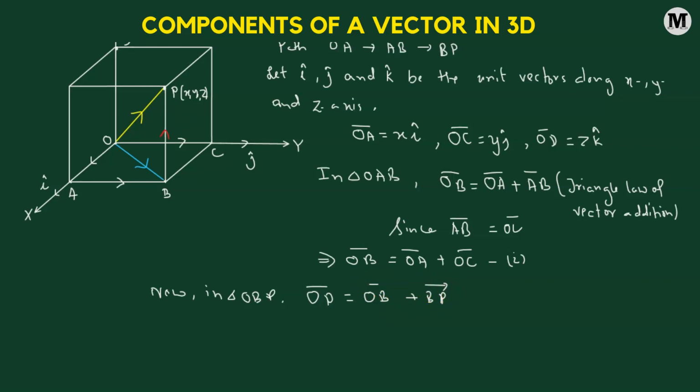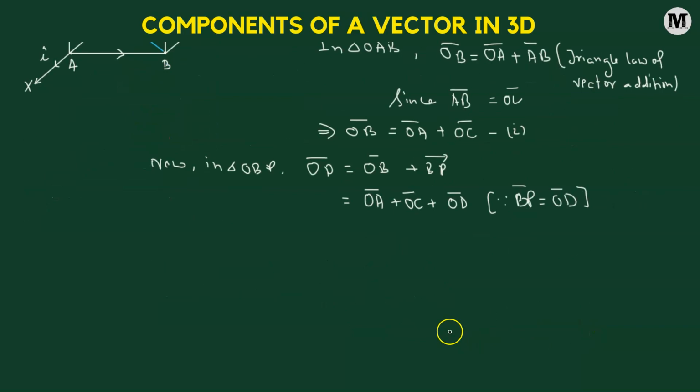Now using 1, we can replace the OB vector with OA vector plus OC vector. However, BP vector is going to be equal to OD vector. So here we can replace BP vector with OD vector. So now we have the vector OP expressed as a sum of OA vector plus OC vector plus OD vector.